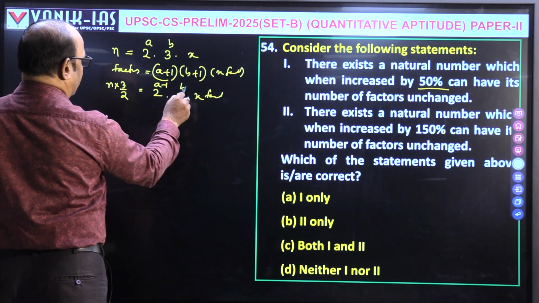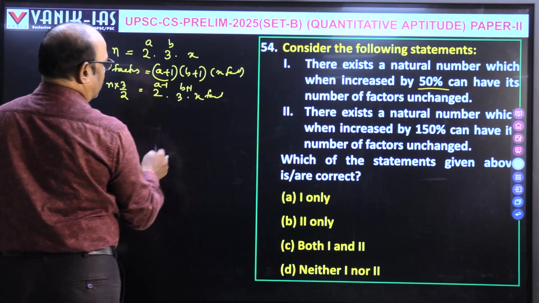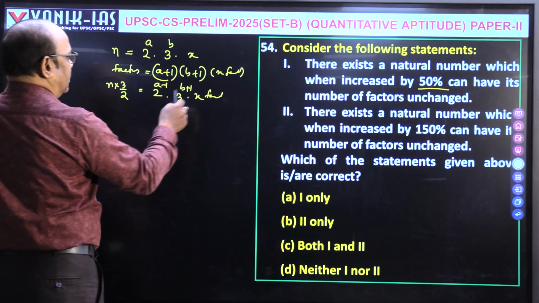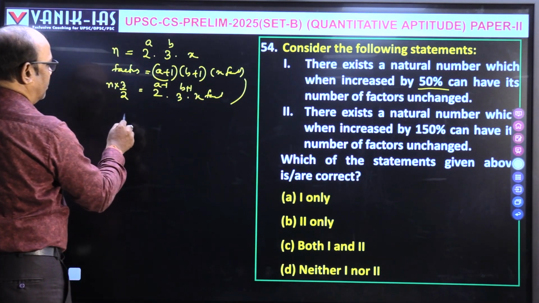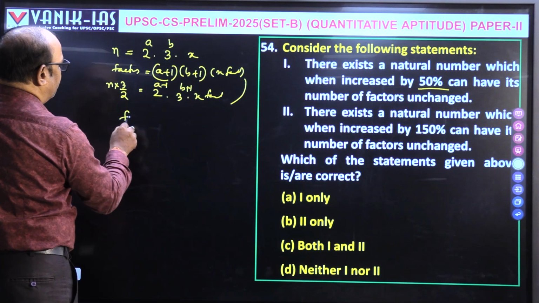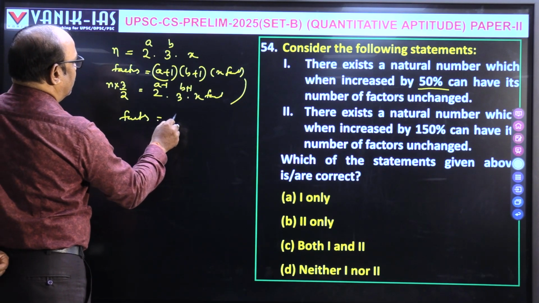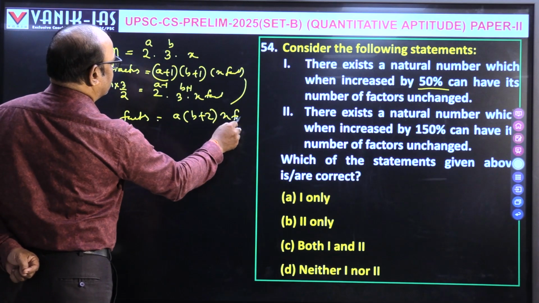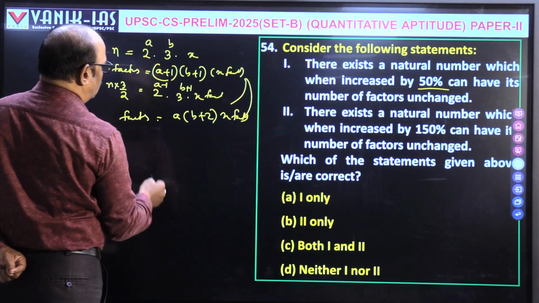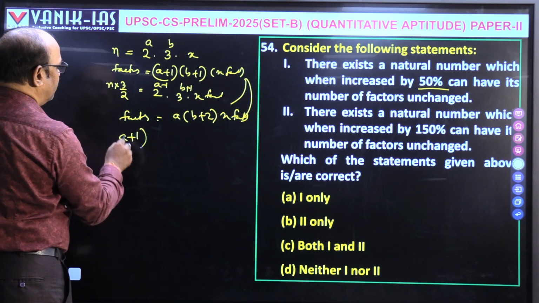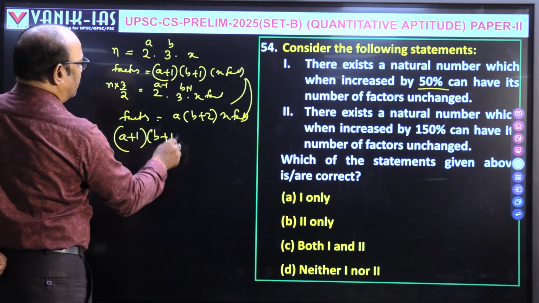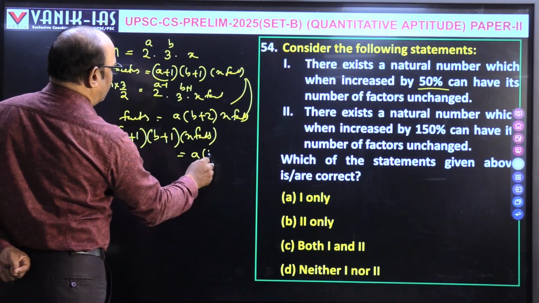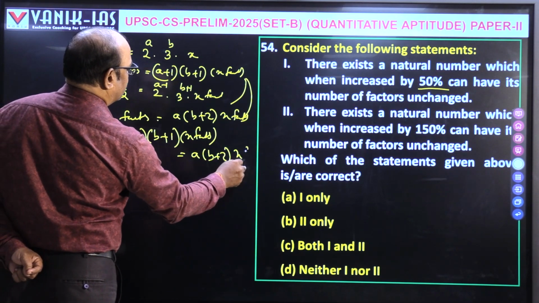Another 3 is coming, b plus 1, x factors. Now the question is giving that the number of factors is unchanged, so does that exist or not? If this is equal to this, then the factors of this would be what? Factors would be a into b plus 2 into x factors, and this is equal to this: a plus 1 into b plus 1 into x factors should be equal to a into b plus 2 into x factors.